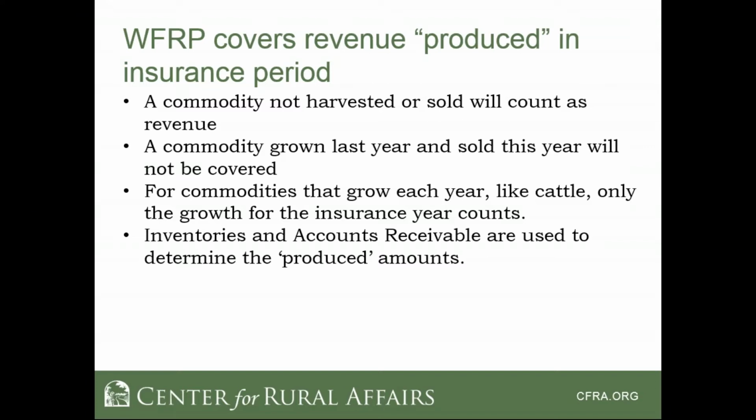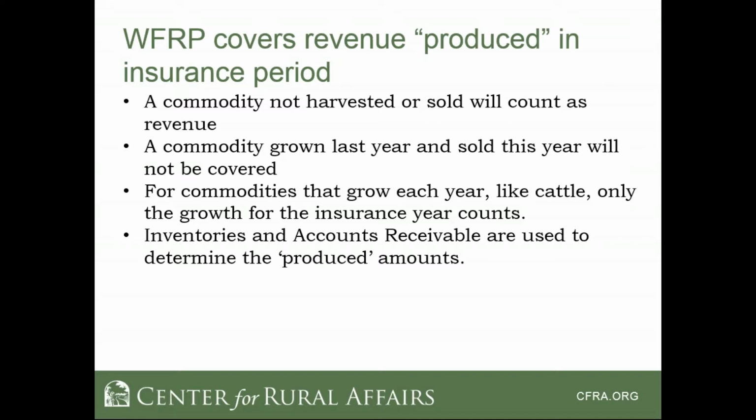So an example here is that if you have a calf that's worth $800 at the beginning of the year and it will be sold at $2,000 later in the year, you're going to insure the difference in that value, which is $1,200. And then there are other activities that you may be doing where you add value to a commodity. Actually, never mind, I'll come to that in a minute.